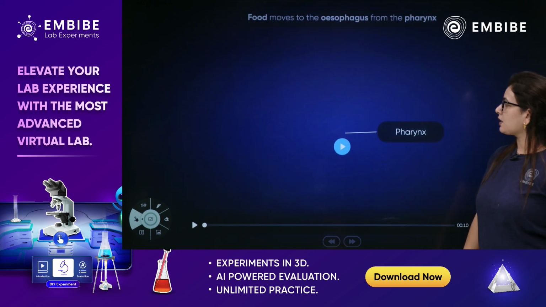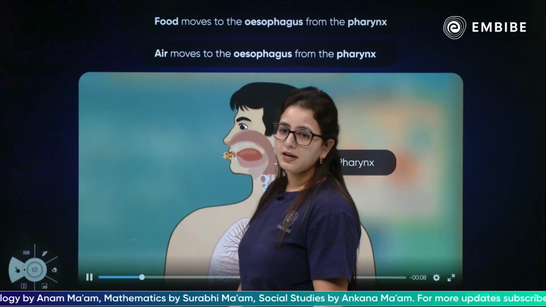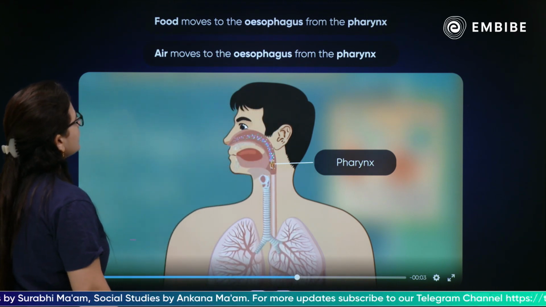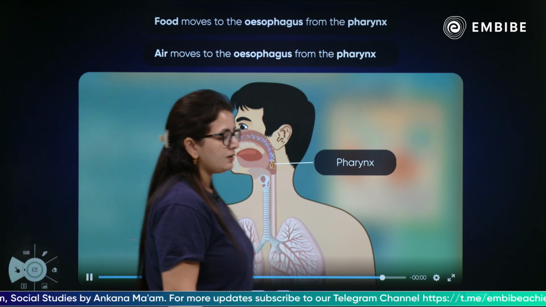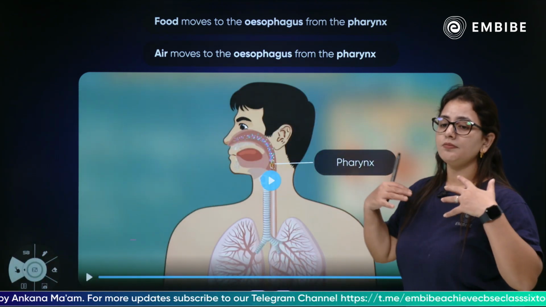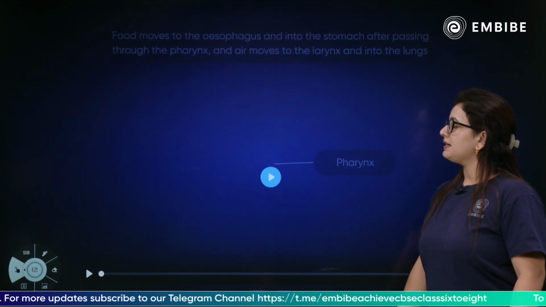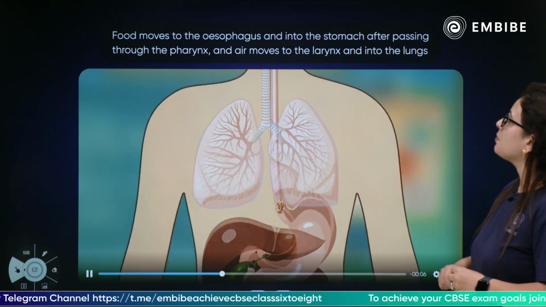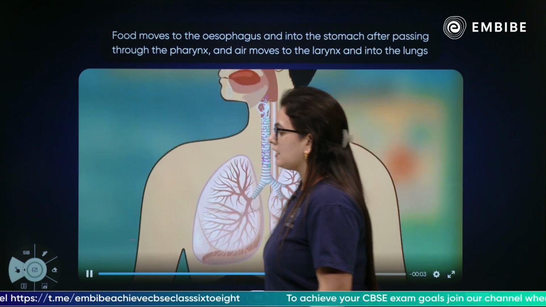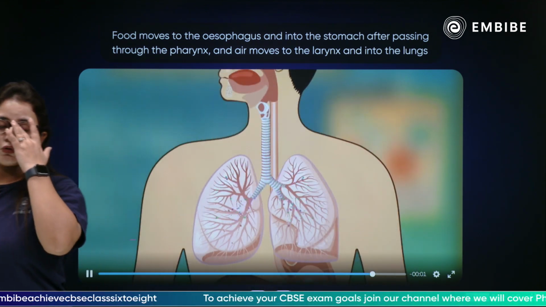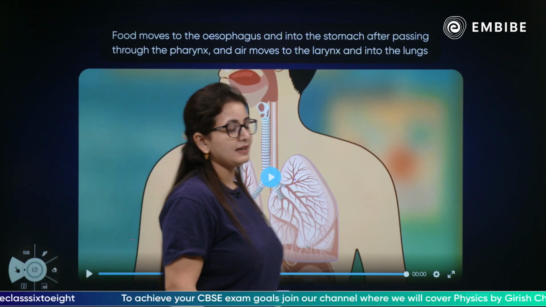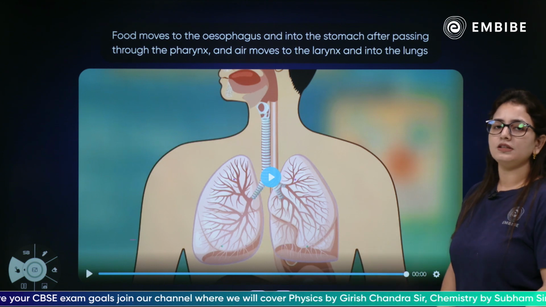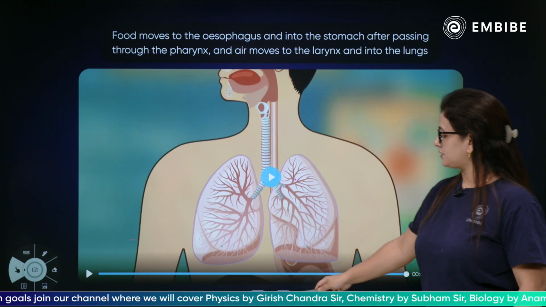Children, talking more about the pharynx, the food moves to the esophagus from the pharynx and the air moves to the trachea from the pharynx. Next, the food moves to the esophagus and the stomach after passing through the pharynx, and air moves to the larynx and finally into the lungs. The food moves to the esophagus, which goes directly to your stomach, and the air passes through the pharynx, then to the larynx, and finally reaches the lungs for the consumption of oxygen.